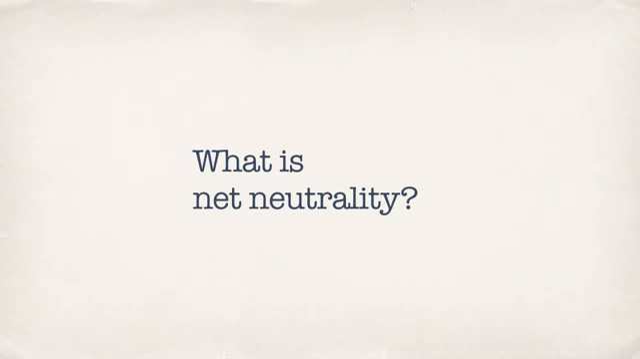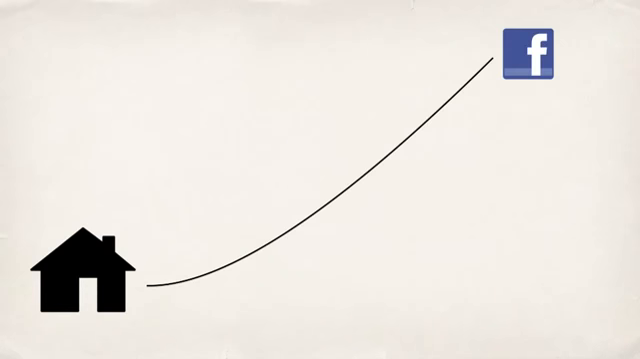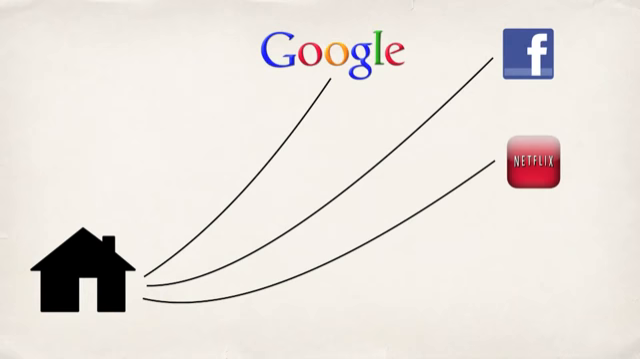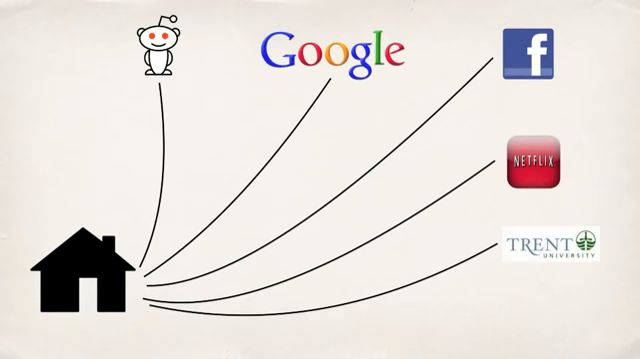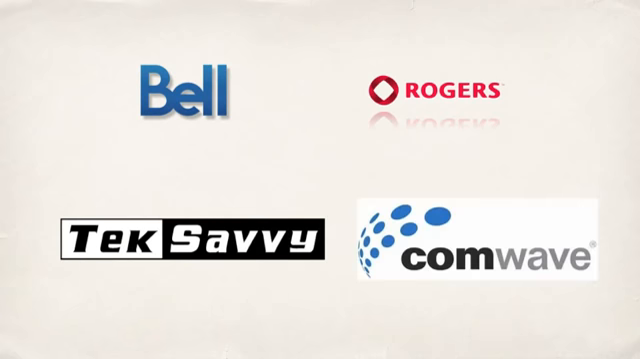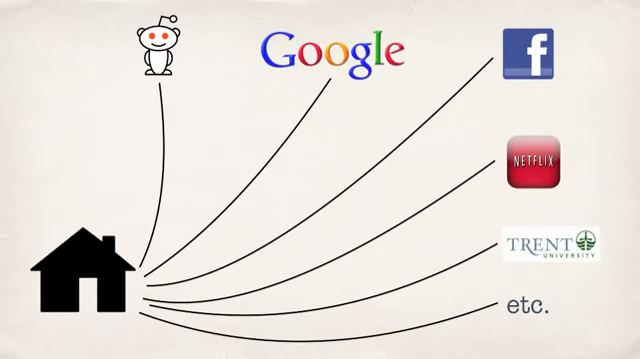Let us look at how the internet works for most of us. You are at home, perhaps connected to the internet. You could be checking out Facebook, Google, Netflix, Reddit, the website for Trent University, your friend's blog about her marathon training, or any other site. But your internet service is provided by an internet service provider, like Bell or Rogers or TechSavvy or Comwave, etc. These companies provide you access to all the websites that there are.